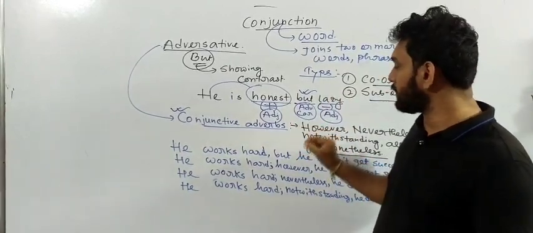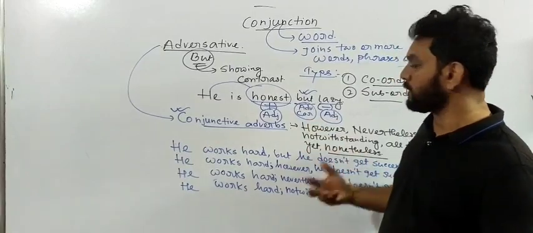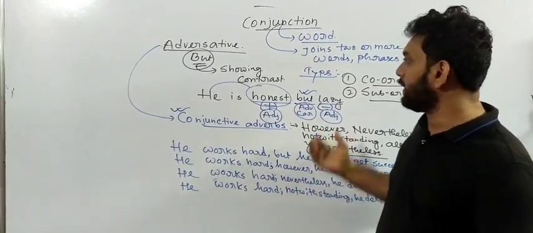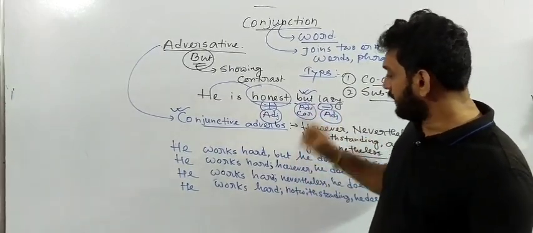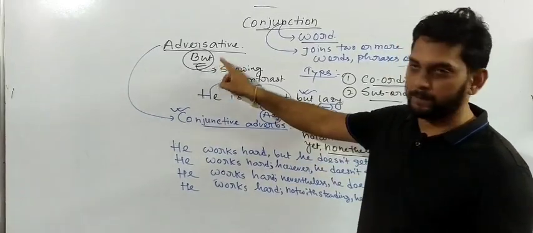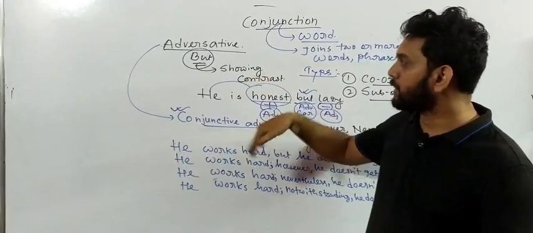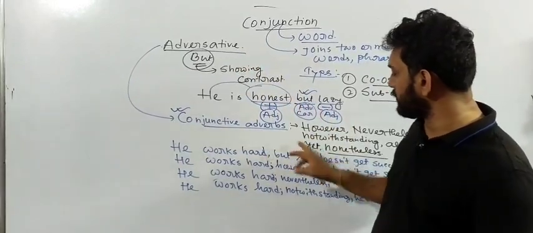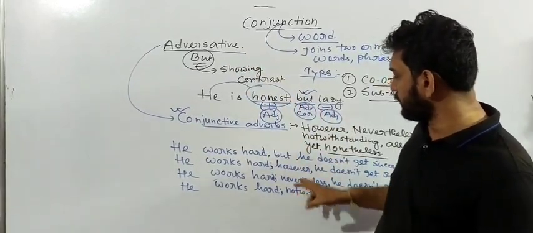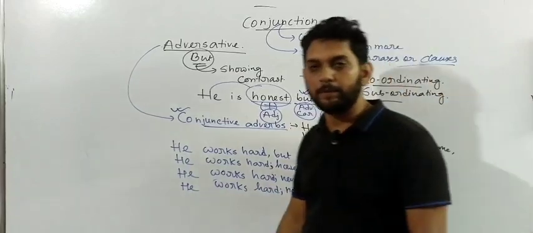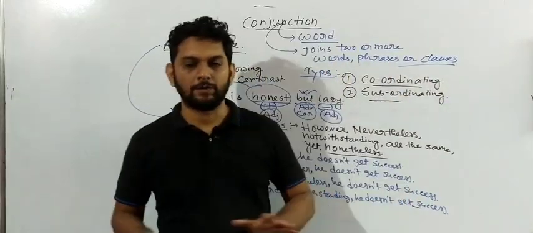Most of the students are getting confused in this part. They could not understand when they can use these, instead of using but. If you don't want to use but, you can use these conjunctive adverbs: however, nevertheless, notwithstanding, all those things. Okay, got my point, all of you? So that's all for today.